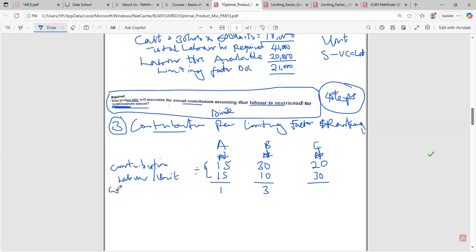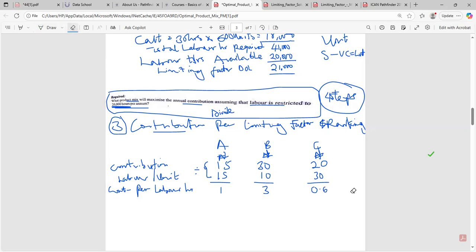This will be called contribution per labor hours, or contribution per limiting factor, because the limiting factor is still labor hours. Please, 20 divided by 30 is 0.666, 0.667. Okay, let's just say 0.7.